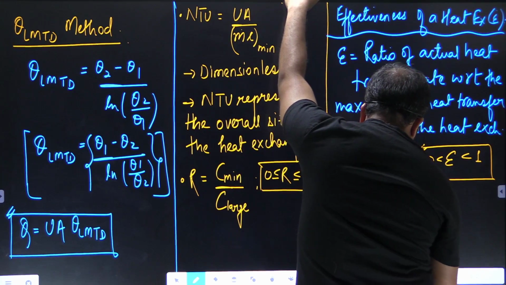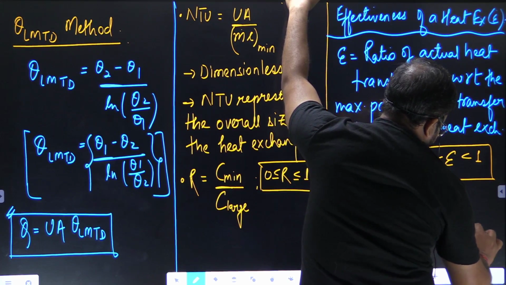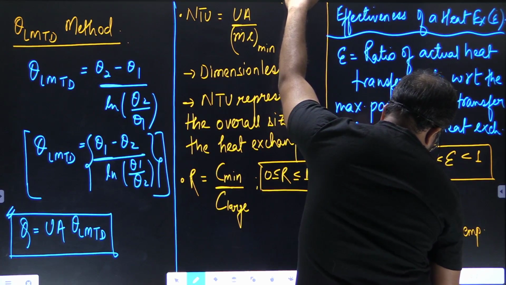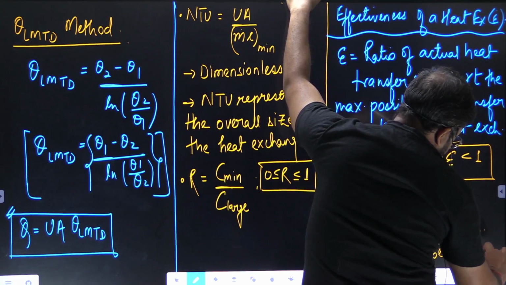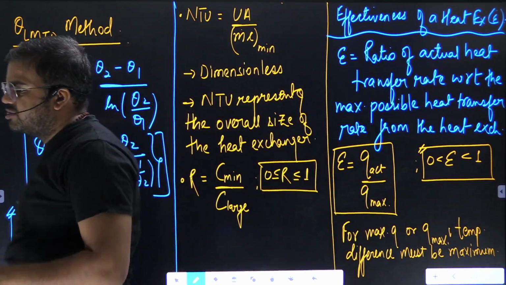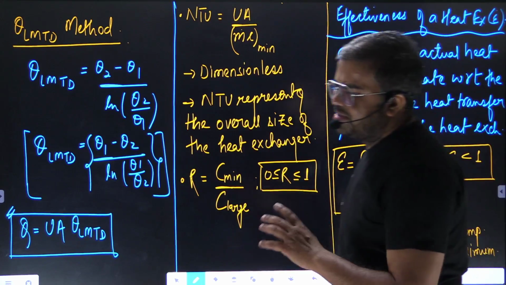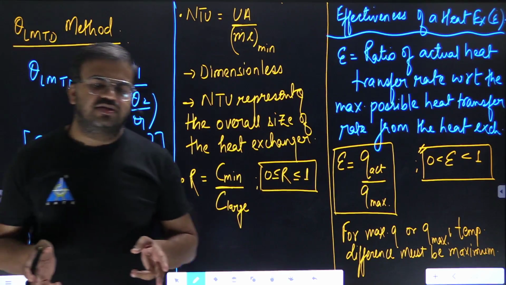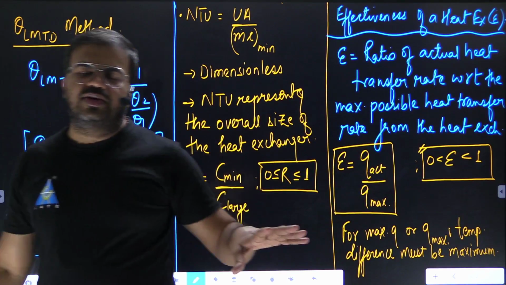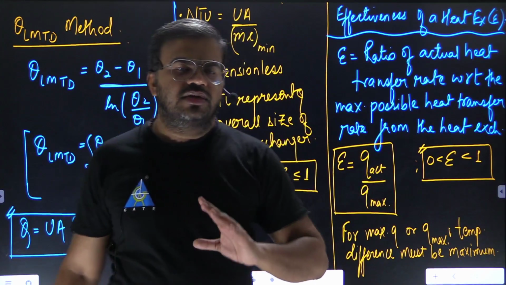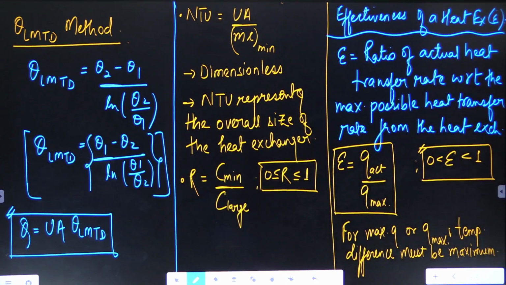Now, please pay attention that for the maximum heat transfer rate, or Qmax, the temperature difference must be maximum. If you want maximum heat to be transferred, the temperature difference should be maximum as well. If you want heat transfer to be minimum, the temperature difference should be minimum. So it all boils down to temperature difference. If you have a higher heat transfer rate, the temperature difference would be higher; if a lower heat transfer rate, the temperature difference would be lower. It is as simple as it can be. So please take a screenshot of it and then we'll move forward.